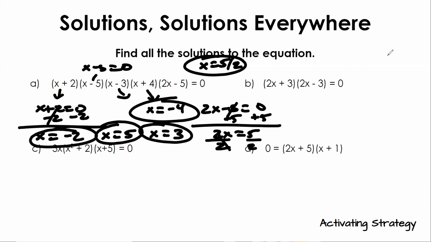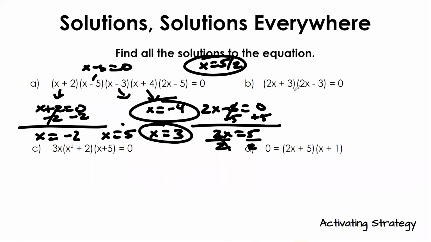If you understand what you're doing, go ahead and do B, C, and D. So I added 5 to the other side and then divided by 2. It's how you normally solve stuff. So the final answer is x equals -4, 3, 5, -2, and 5 halves. Okay, go ahead and try B, C, and D. Take a second, try those.